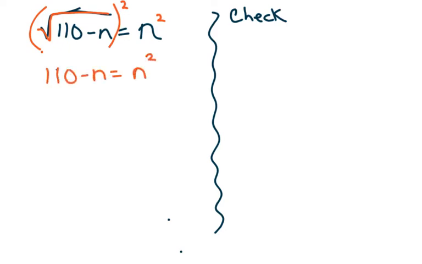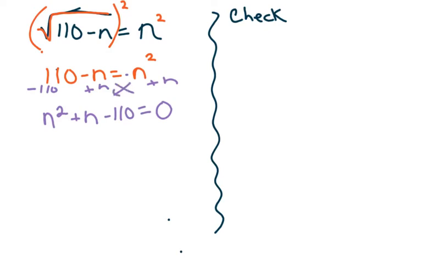Now, we're going to solve by factoring. So we're going to have to get this equation equal to 0. I'm going to leave my n positive over here, so I'm going to bring my n squared over here. And I'm going to add n to both sides, and I'm going to subtract 110 from both sides. Now it is equal to 0. I just wrote it on opposite sides of the equal sign. So I have that now.